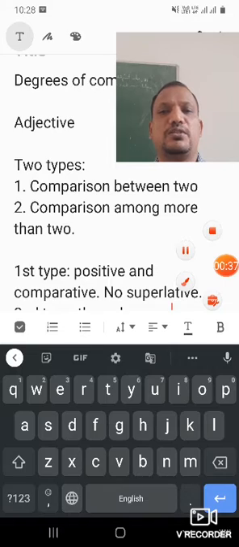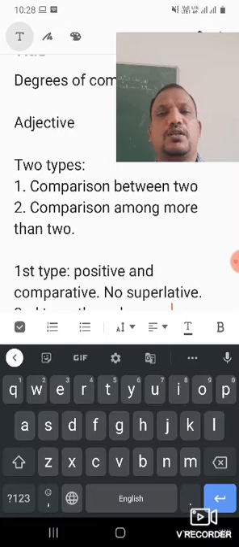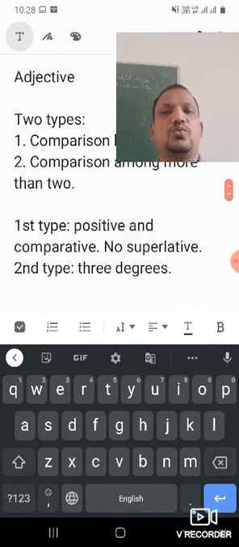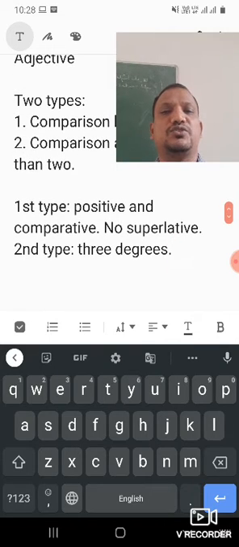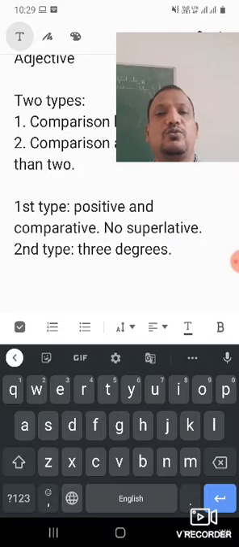So in degrees of comparison we have two types. In the first type we compare two things or two persons, and in the second type we compare more than two subjects or persons or things. In the first type we have two degrees, positive degree and comparative degree. There is no superlative degree for the first type, and in the second type there are three degrees. We can form all the three degrees in the second type.